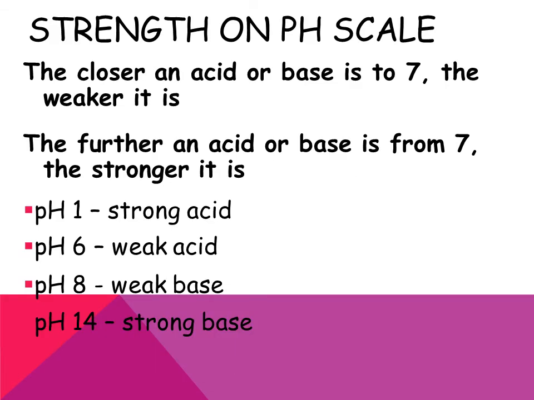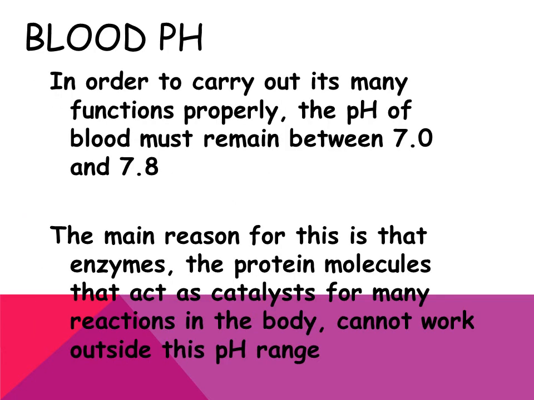So, your strength on a pH scale. The closer an acid or base is to 7, the weaker it is. The further an acid or base is from 7, the stronger it is. So pH 1 is a strong acid. A pH 6 is a weak acid. A pH 8 is a weak base, and a pH 14 is a strong base. So the closer it is to 7, the weaker it is. The further away it is, the stronger.